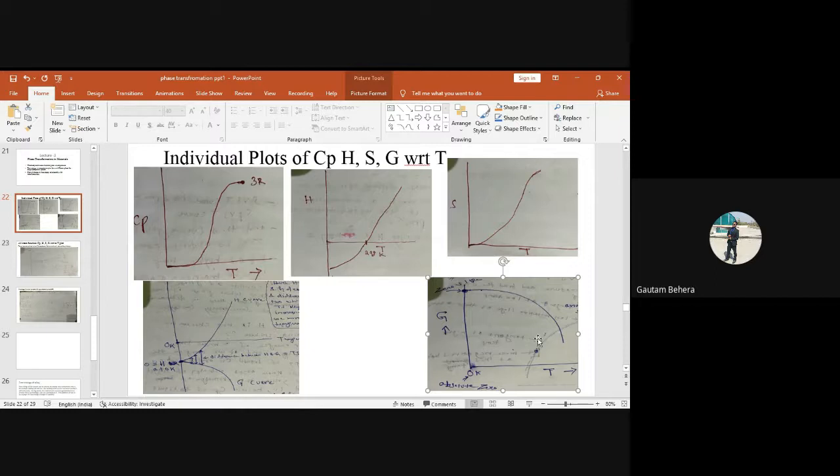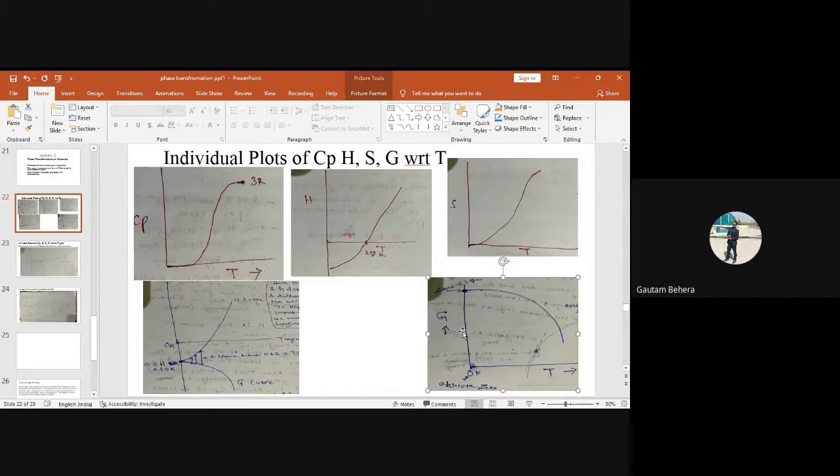It does not satisfy the answer. How is it not satisfying the answer? Because if you take the slope dG by dT, how much is it? Can anybody remember from thermodynamics? The slope of this curve, G versus T, dG by dT, how much? Negative of entropy. Yeah, excellent. It will be minus S.